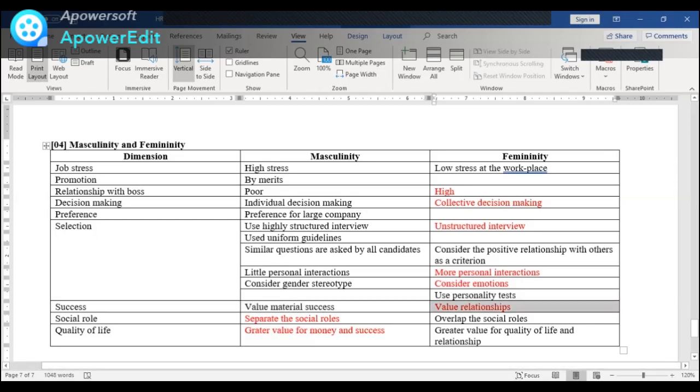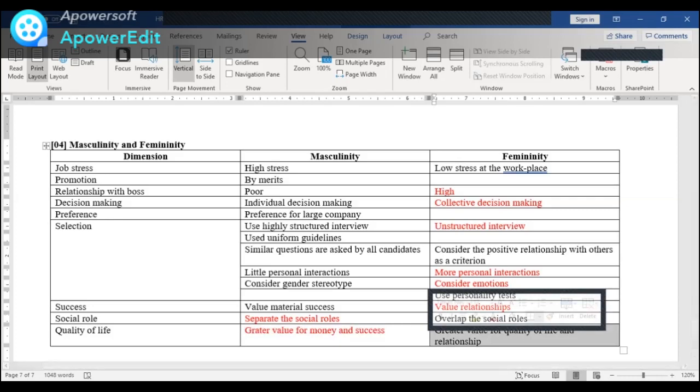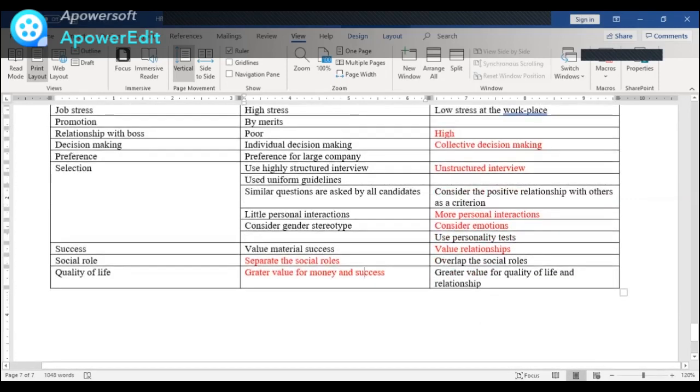Then social role. In masculinity culture, separate the social role. No social role, or social roles are done separately from the company role. However, in femininity oriented culture, overlap the social role with the work role. Then quality of life. Greater value for money and success in masculinity oriented culture. However, greater value for quality of life and relationship in femininity oriented culture. Then I assume you have a good idea about the application of HRM in different cultures.